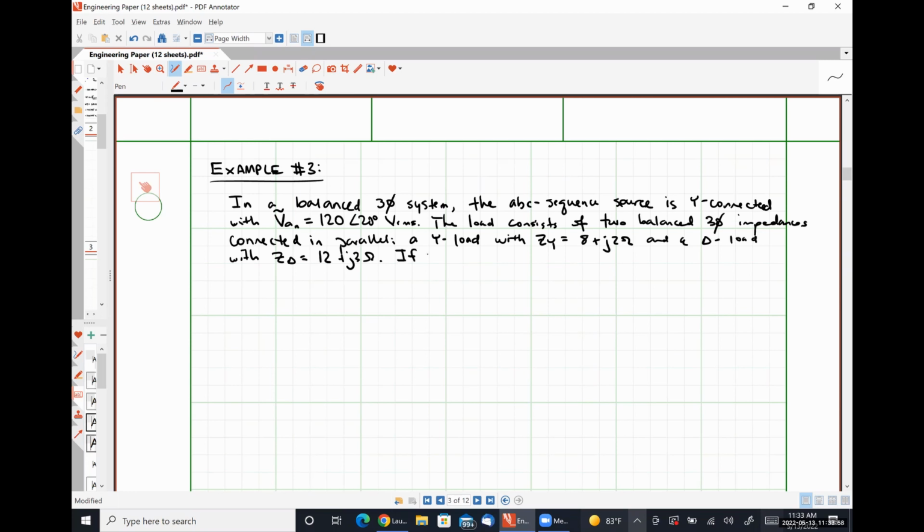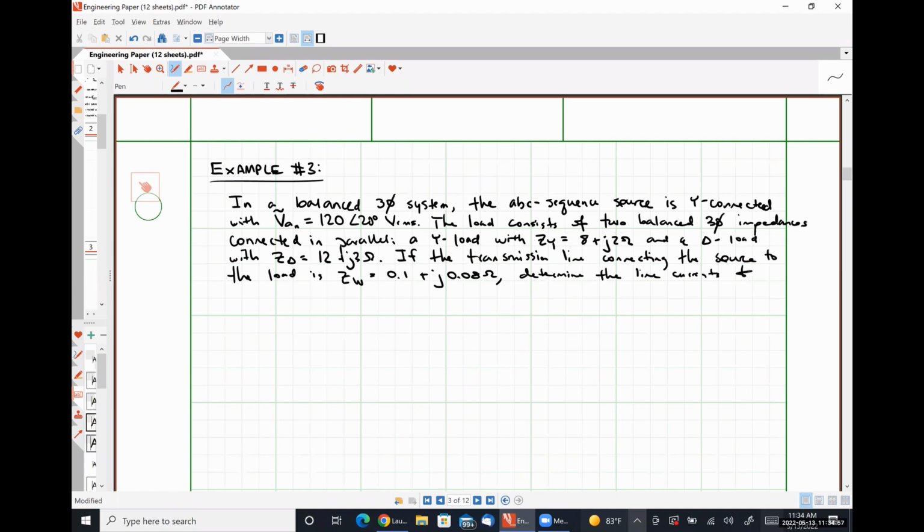If the transmission line connecting the source to the load is ZW equal to 0.1 plus J 0.08 ohms, determine the line currents and phase currents in the load.